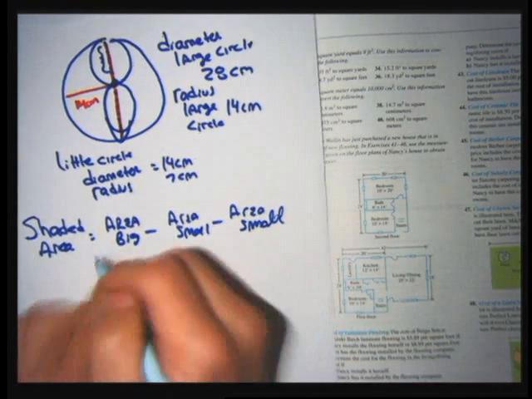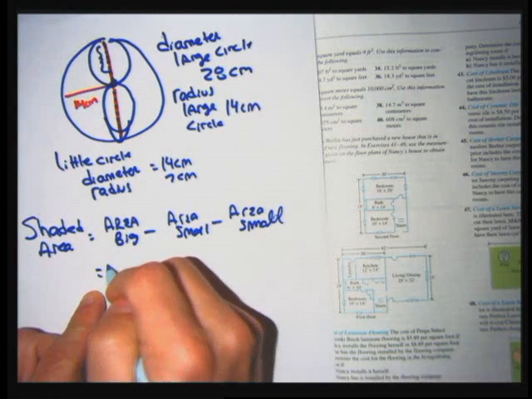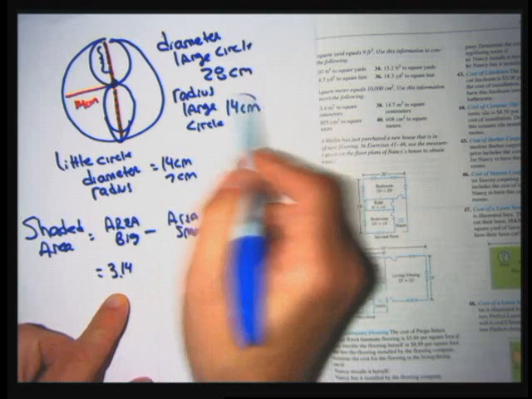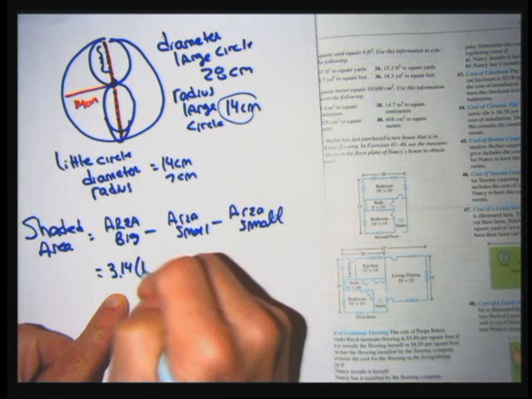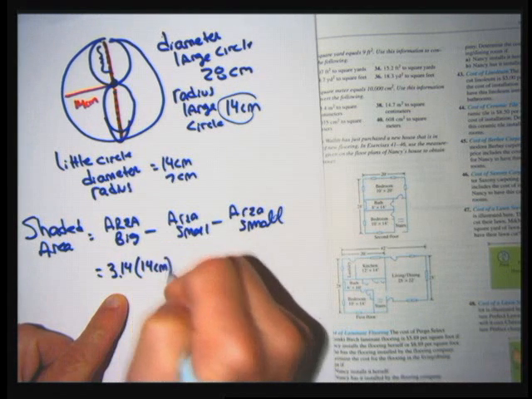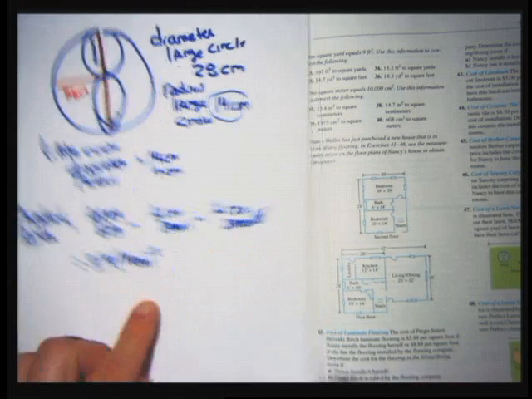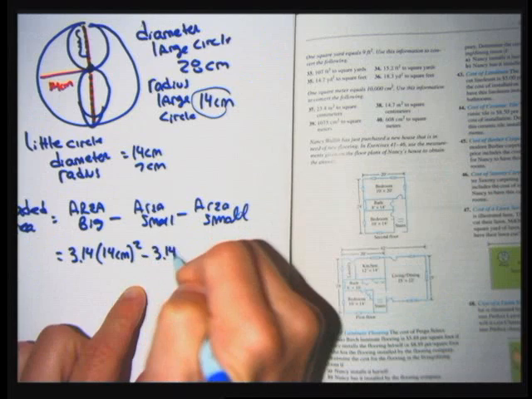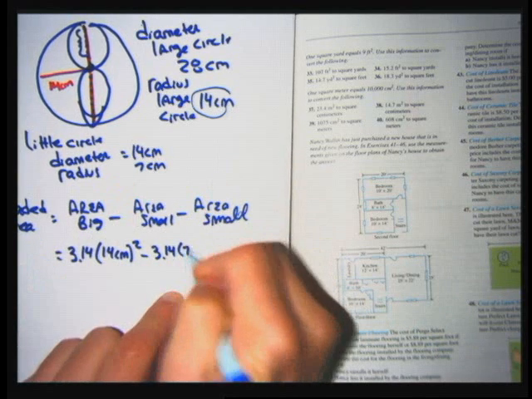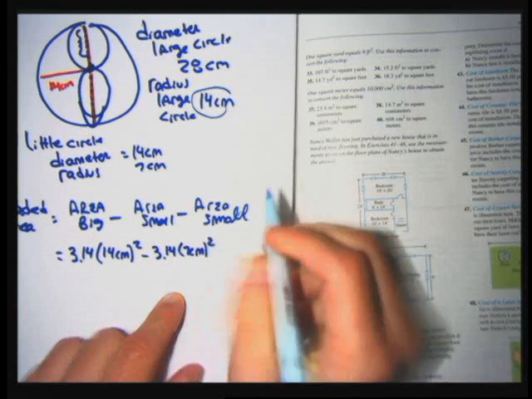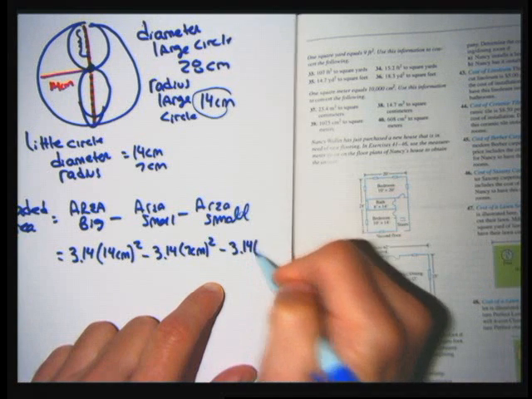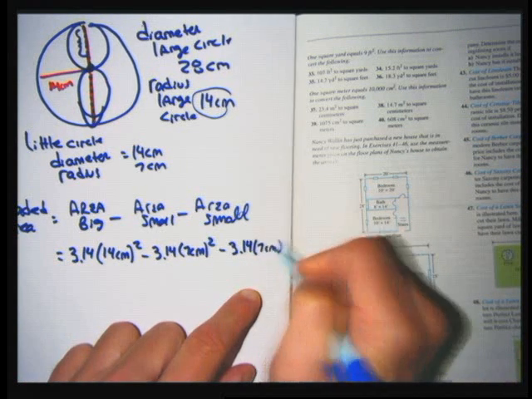So the area of the big circle, it's pi r squared. I'm going to write 3.14 for pi. The radius of the big circle is 14 centimeters. So I'm going to do 14 centimeters squared. Now I'm going to go to the area of the small, which is going to be 3.14 times 7 centimeters squared. And the area of the next small circle is 3.14 times 7 centimeters squared.